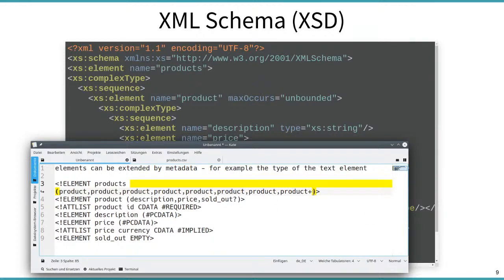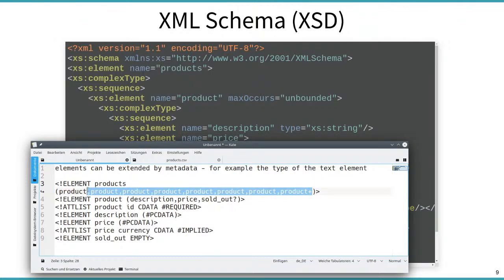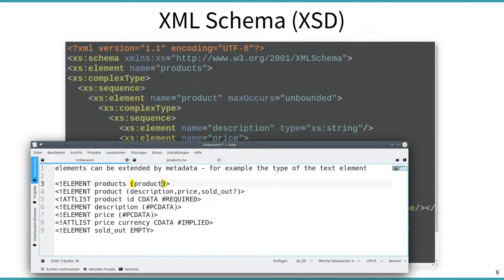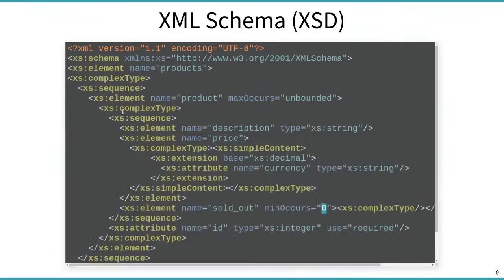But this is not nice. So here you say we have at minimum no sold out. So the standard is min occurs 1, max occurs 1, but we say sold out is an optional element within a product. So min occurs 0.